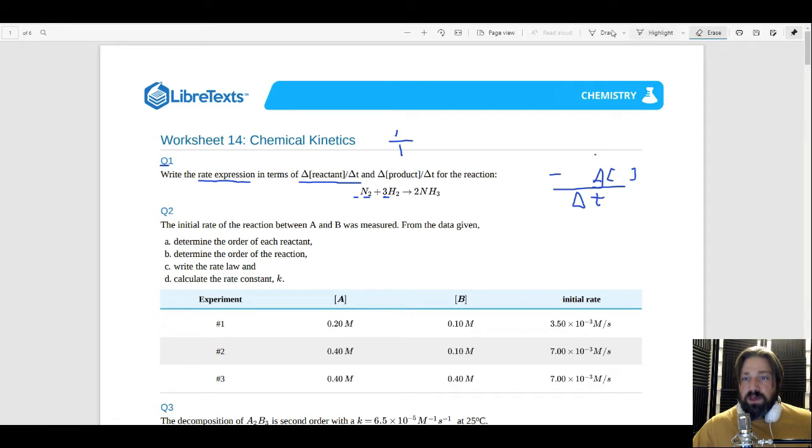But if we have something like the next one, hydrogen, H2, it's a reactant, so it's negative, and the coefficient is 3, so 1 over 3. There we go.